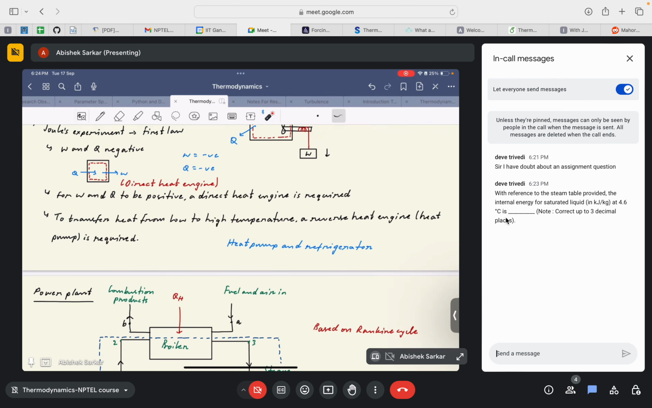It would be better. Okay, so saturated liquid at 4.6 degrees Celsius. It's quite simple. Let me just give you some hints. Oh, interpolation, you want to know? Yeah, thank you, he's answering. Yes, you need to do interpolation.